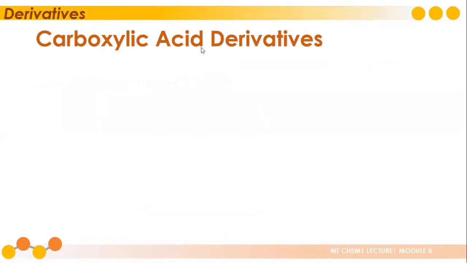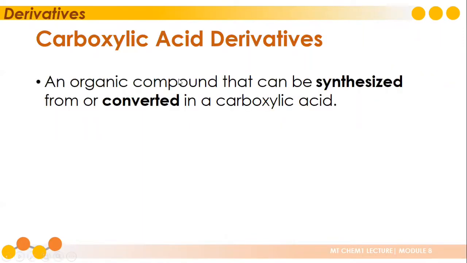Let us now proceed with the carboxylic acid derivatives. Carboxylic acid derivatives are organic compounds that can be synthesized from or be converted into a carboxylic acid. This means that there are different chemical reactions that can happen in carboxylic acids that can produce these derivatives. And these derivatives can be converted back into a carboxylic acid.